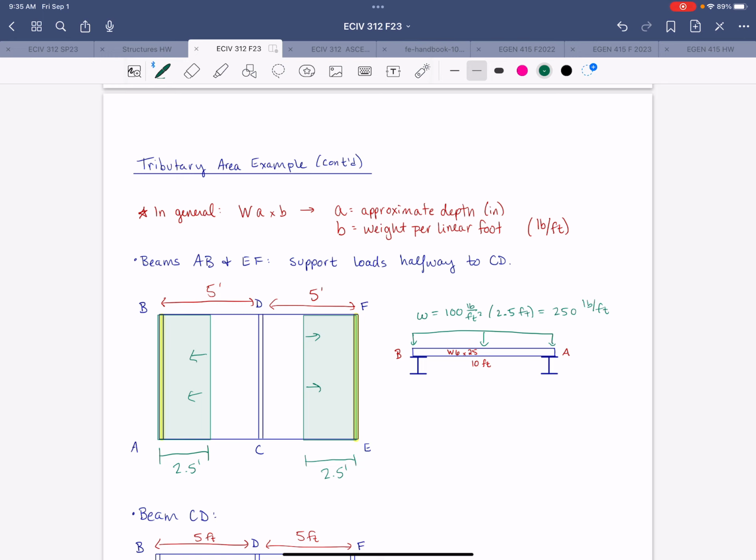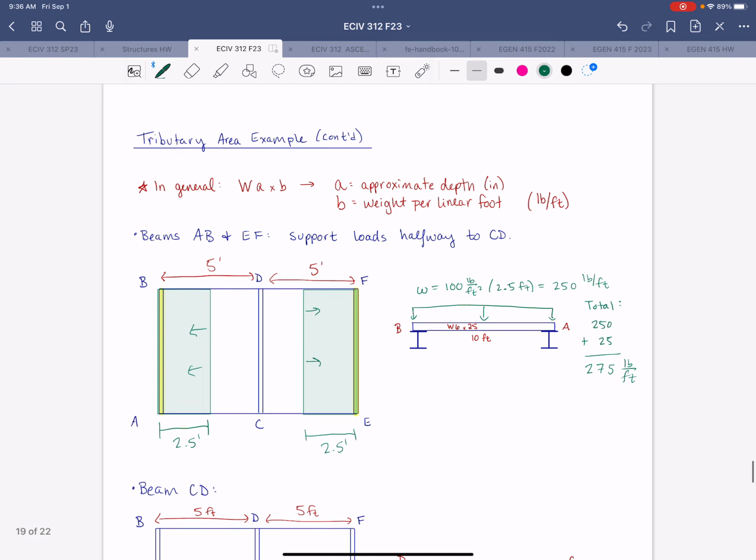Now that's what we call the superimposed loading, because it's load from outside of the beam itself. Now we need to include the self-weight of the beam to get the total load. So we're going to add to that 250 plus 25 pounds per foot. All right, so we're in pounds per foot. That gives us 275 pounds per foot as the total line load on that beam.